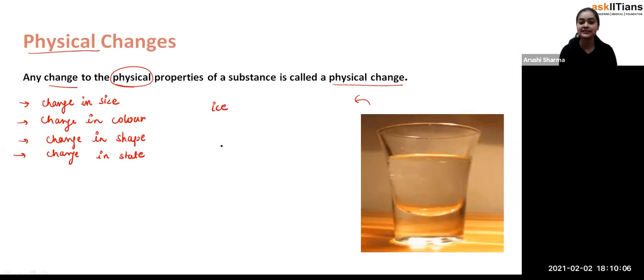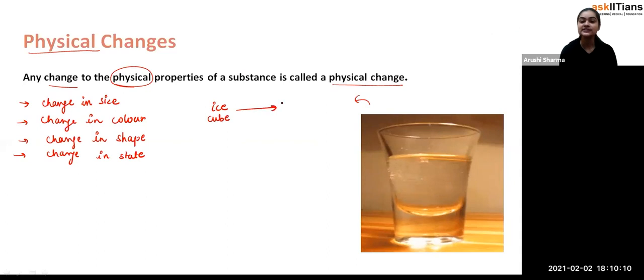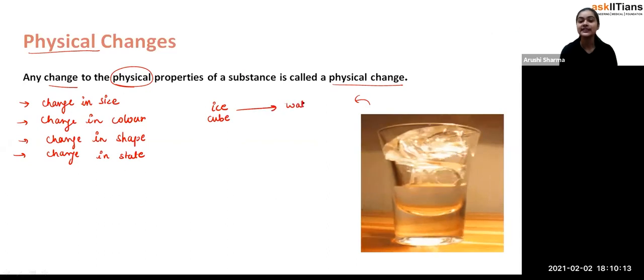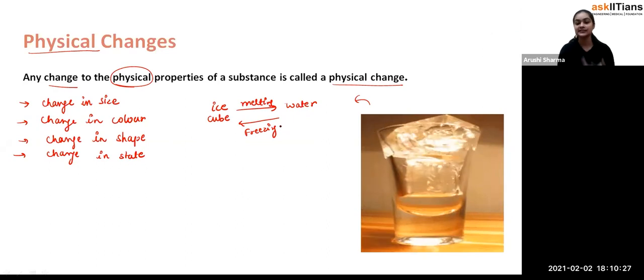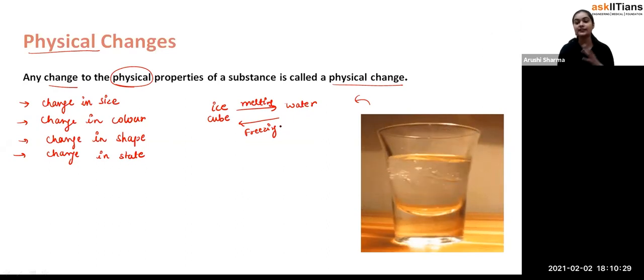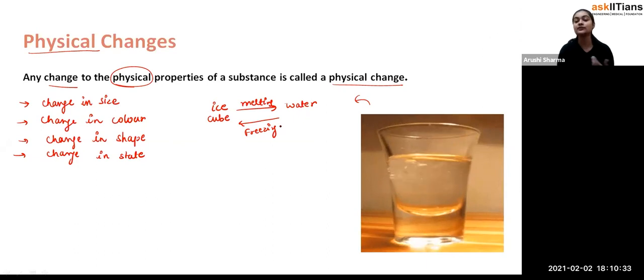Okay, student, this is the ice cube. Fine. And this ice cube is melting into water, that is liquid water. That means the melting process is going on right now. But student, when you freeze this water, in the freezing process, it again converts into ice. Exactly, whenever there is ice and you put that ice into the open surroundings, it will melt into water.